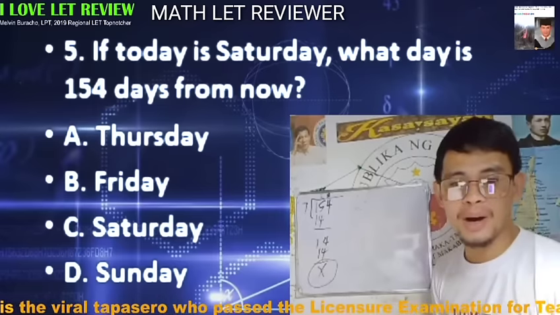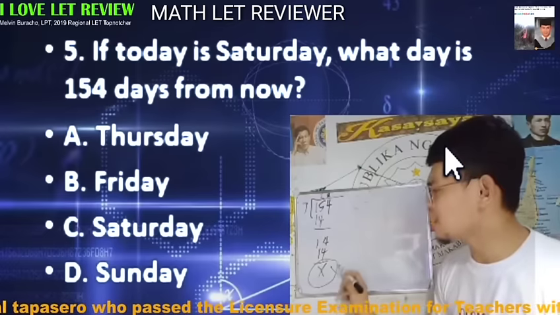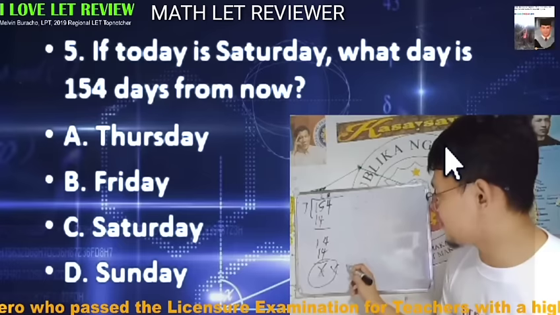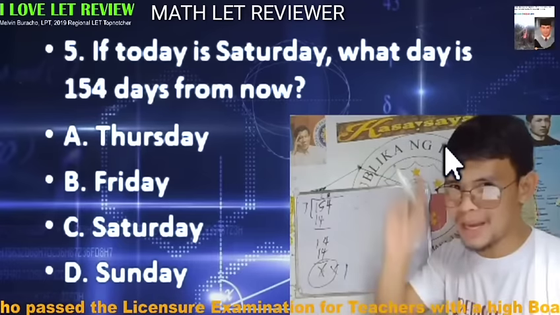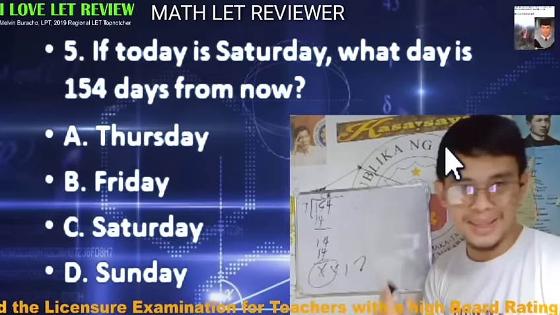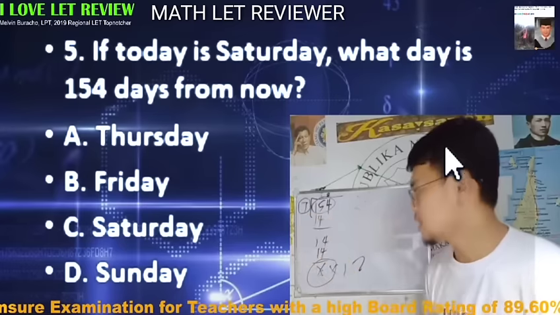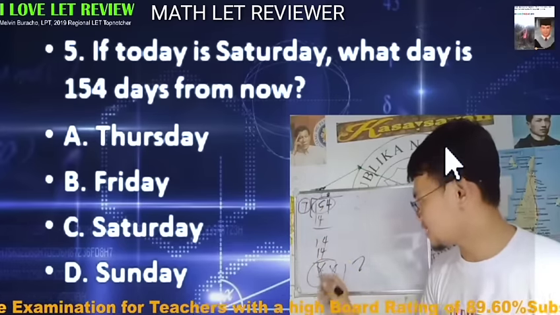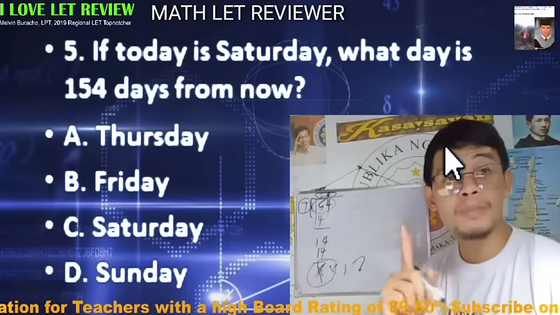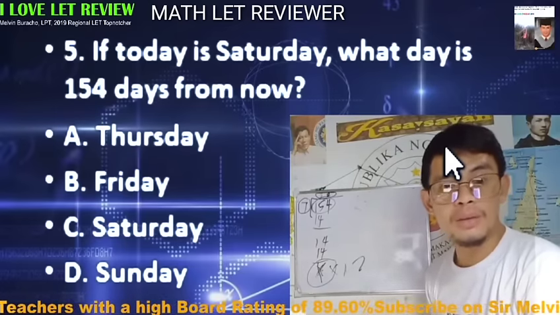Therefore, the problem says, if today is Saturday, what day is 154 days from now? What day? Saturday. Bakit? Walang remainder. Okay? Nakuha ninyo po yung punto. Kapag meron po itong remainder, say for example, 1, therefore Saturday should be plus 1. If the remainder is 2, you have to add 2 days also. If the remainder is 3, you have to add 3 days also. But when you divide the given by the number that represents the days of the week, which is 7, and the answer is a whole number, therefore the answer is just the same as the given. Did you get the point? Is my point clear?